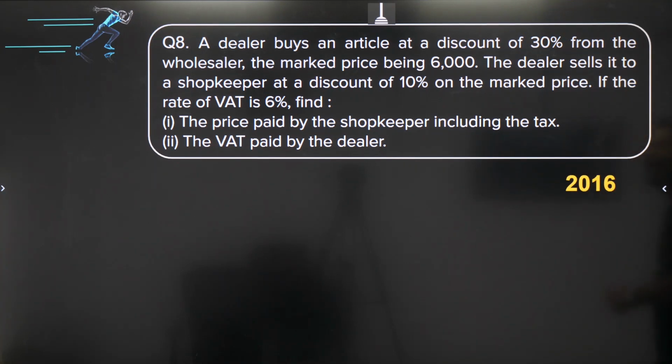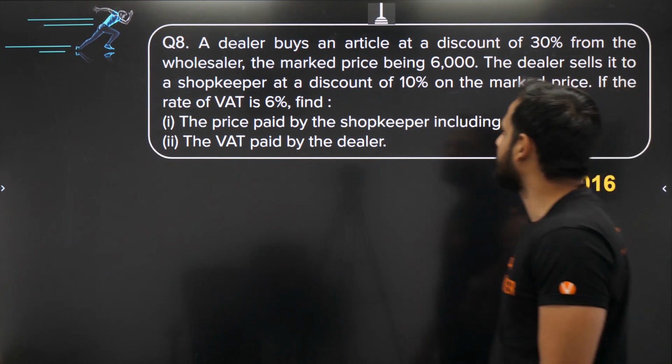A dealer buys an article at a discount of 30% from the wholesaler, the mark price being 6,000. So mark price is 6,000 and the discount of 30% is given.